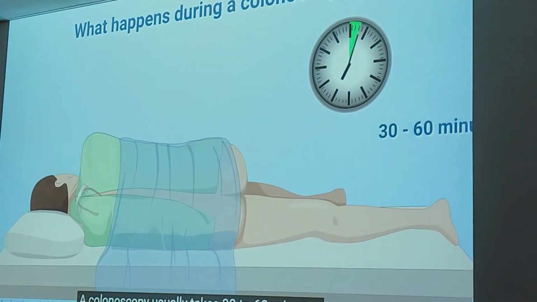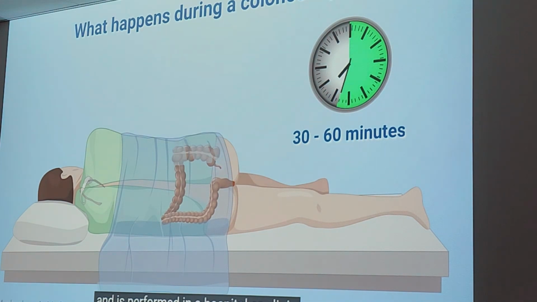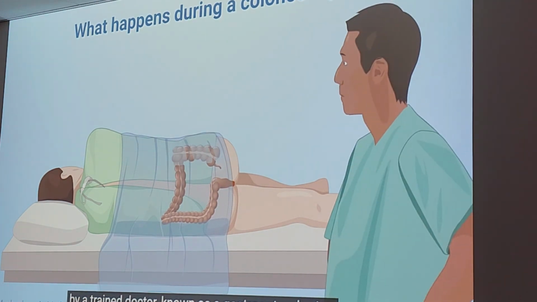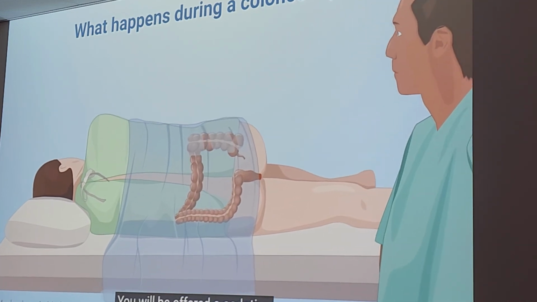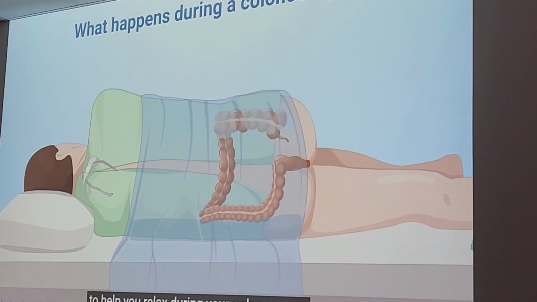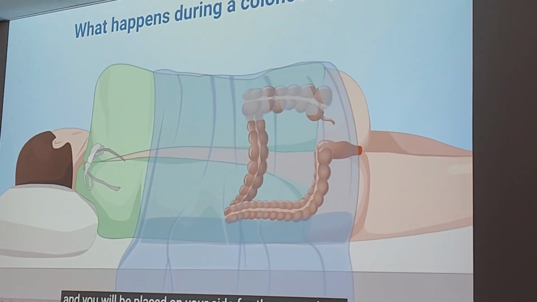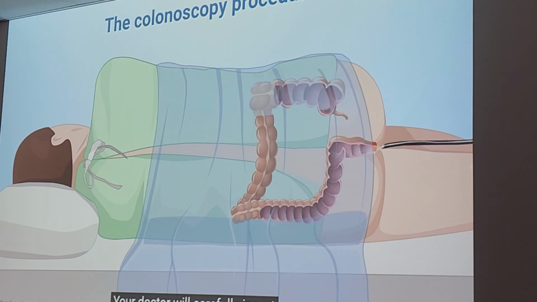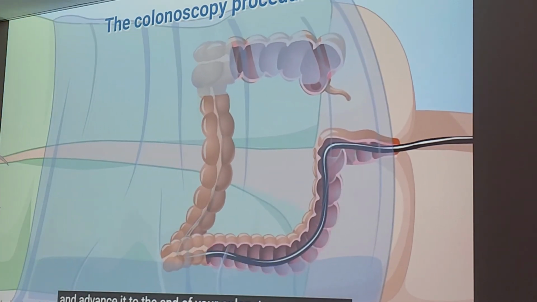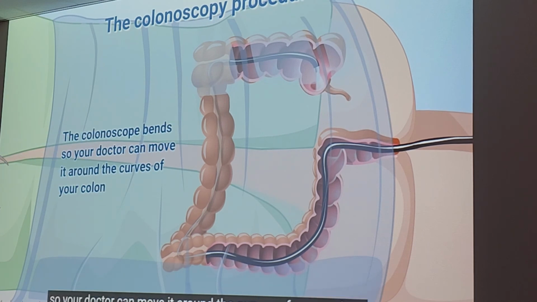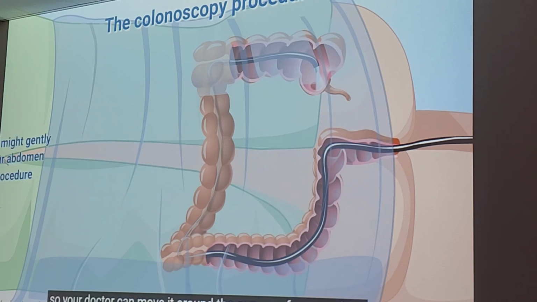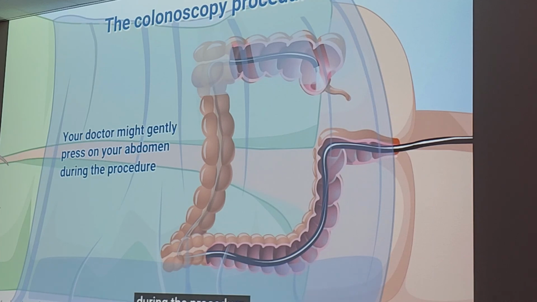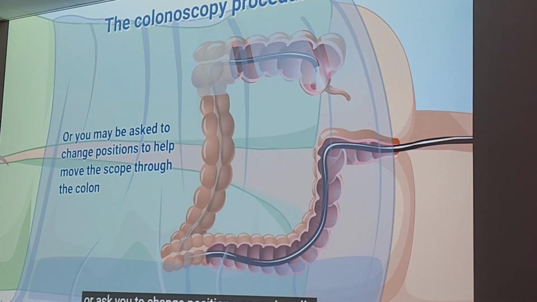A colonoscopy usually takes 30 to 60 minutes and is performed in a hospital or clinic by a trained doctor, known as a gastroenterologist. You will be offered a sedative to help you relax during your colonoscopy, and you will be placed on your side for the procedure. Your doctor will carefully insert the colonoscope into your rectum, and advance it to the end of your colon, to your cecum. The colonoscope bends, so your doctor can move it around the curves of your colon. Your doctor might gently press on your abdomen during the procedure, or ask you to change positions occasionally to help move the scope through the colon.